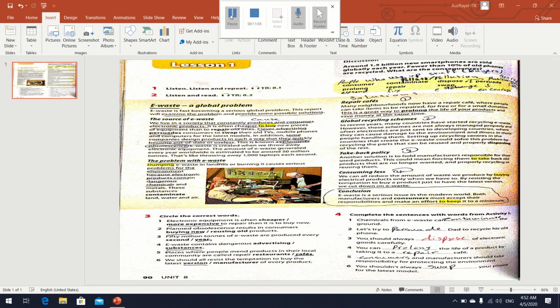The main thing here is to dispose of the things properly instead of just throwing them in that way. The third way, which is take back policy, and it's another solution, is to hold manufacturers responsible for their used products. Okay, so hold someone responsible for means to give him the responsibility to deal with that thing.